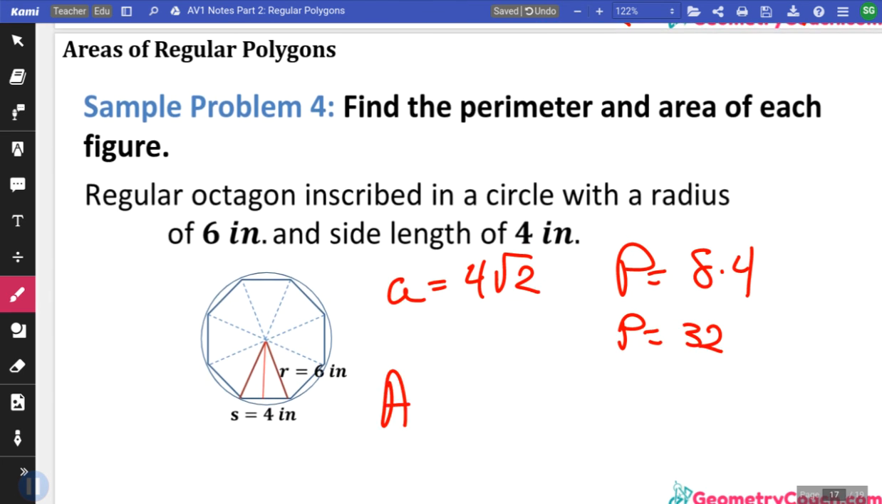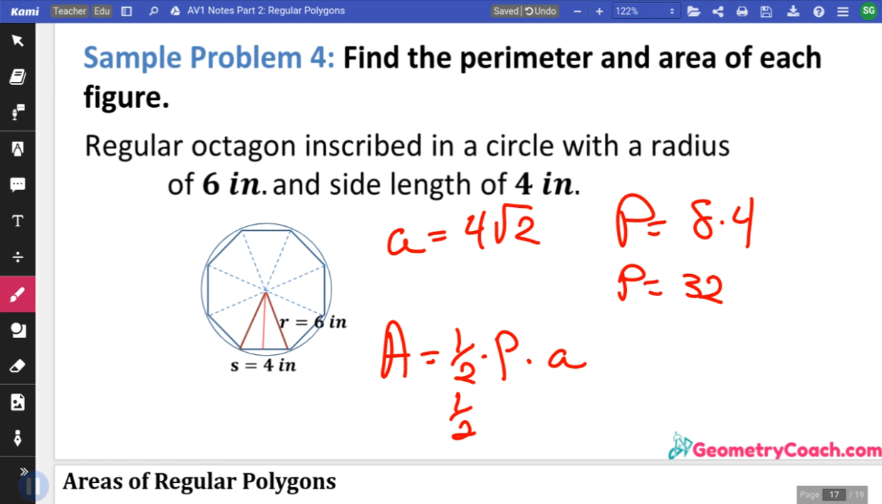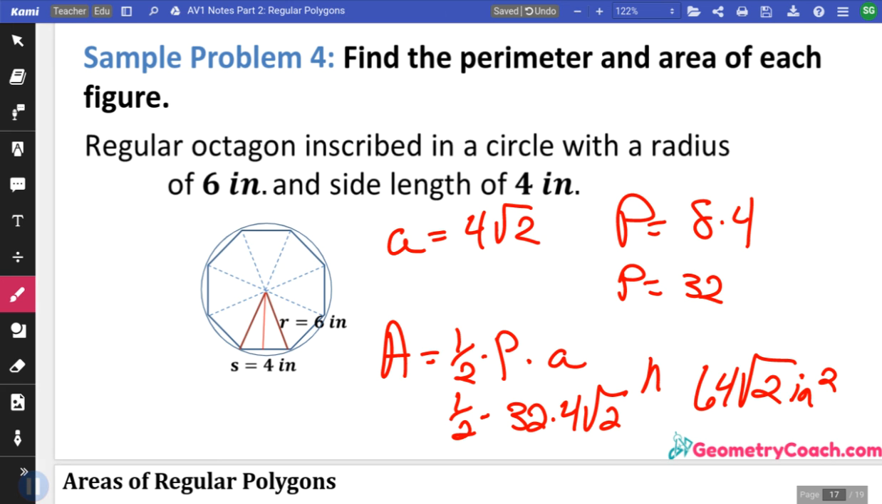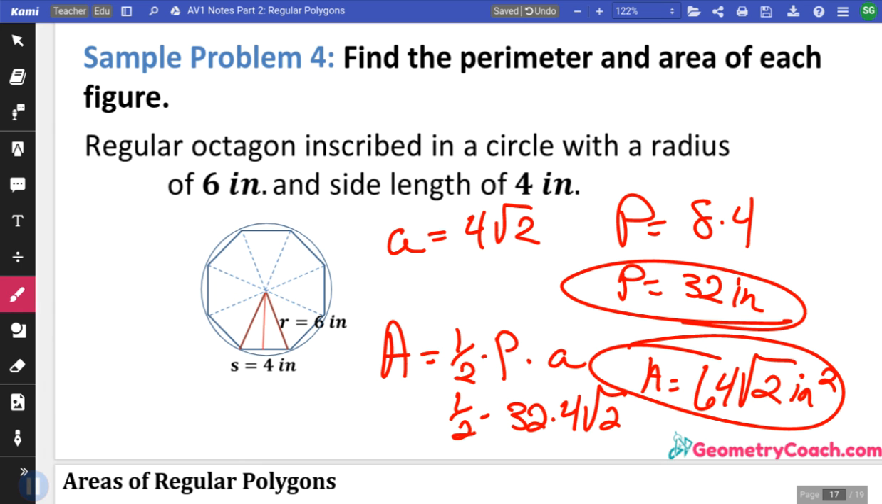So area: 1/2 times perimeter times apothem, 1/2 times 32 times 4 root 2. So that's 16 times 4. And we'll do it the other way. Half times 4 is 2. 2 times 32. I got 64 root 2 inches squared. Perimeter 32 inches, not squared.